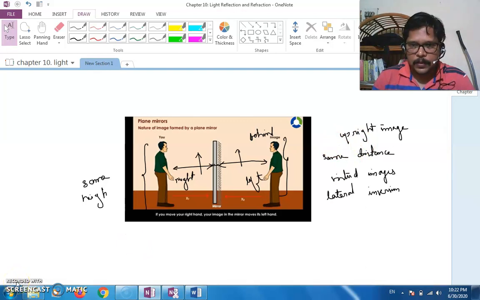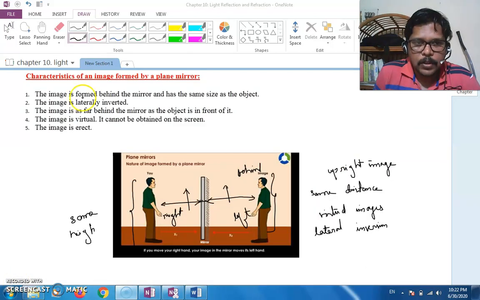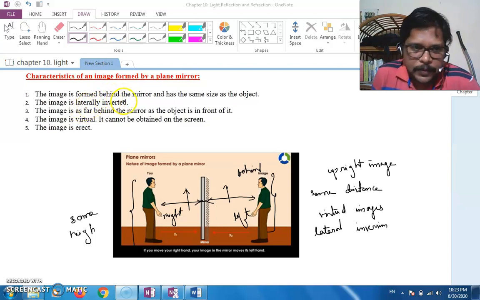I'll put the points in front of you. The image is formed behind the mirror and has the same size as the object. The image is laterally inverted. Behind the mirror is nothing but a virtual image. Laterally inverted is the left right inversion.